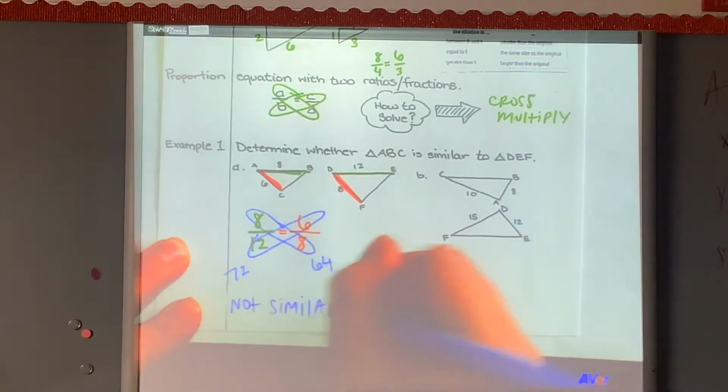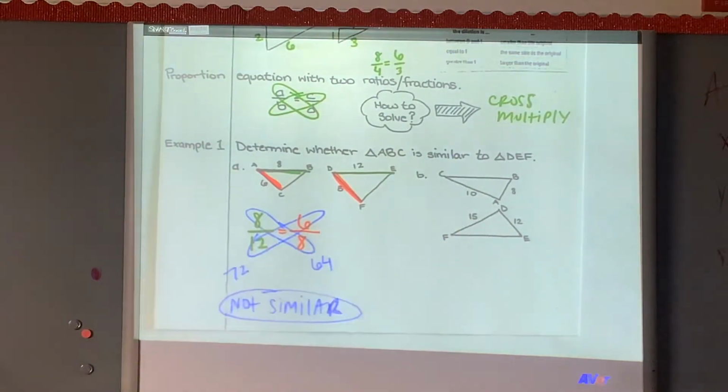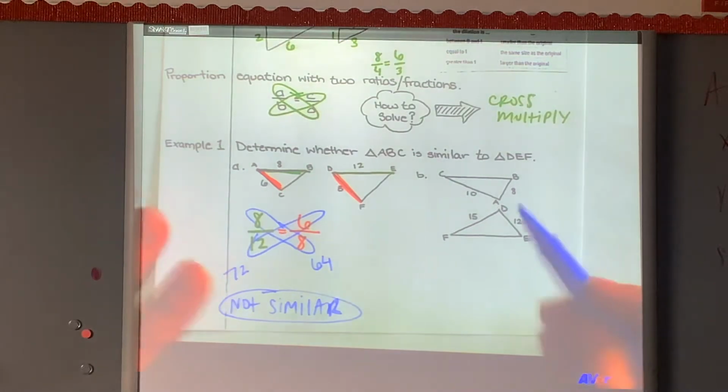Which means that they look the same, however, they are not the same. They tricked us just by a little bit, so these don't exactly match up to each other, okay? They're not a dilated version. There's no scale factor because these fractions aren't proportional. So I'm going to move on to the next triangles.